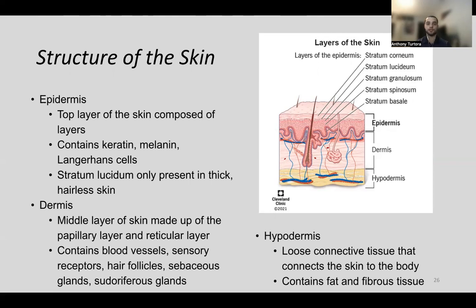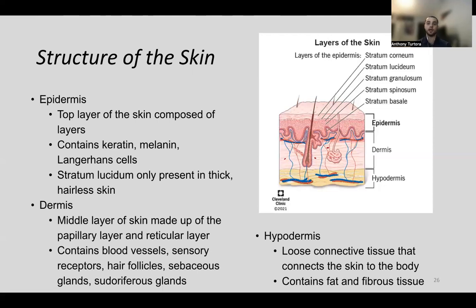So the dermis is the middle layer. As we said, it contains blood vessels, also contains sensory receptors, hair follicles, sebaceous glands, sudoriferous glands. And it's also made up of the papillary layer and the reticular layer. The papillary layer is more of loose connective tissue, while the reticular layer is denser connective tissue.